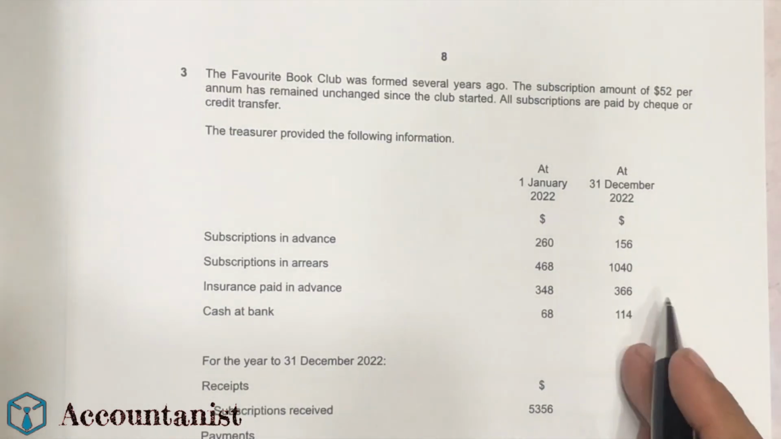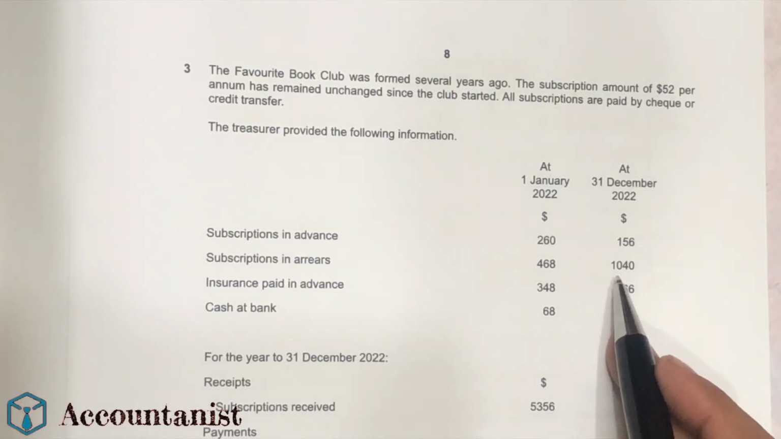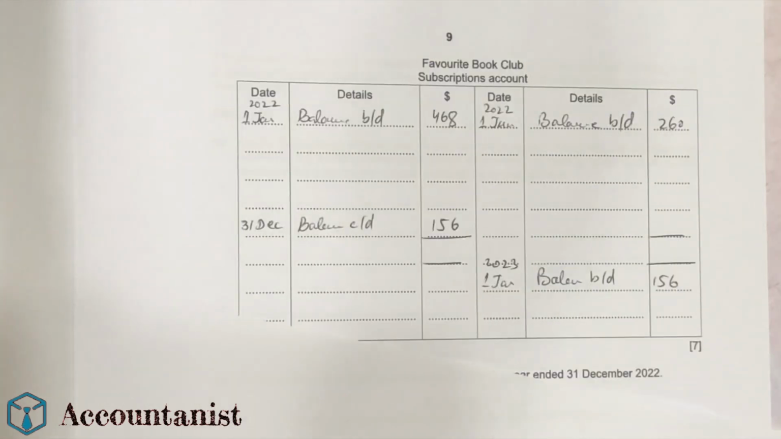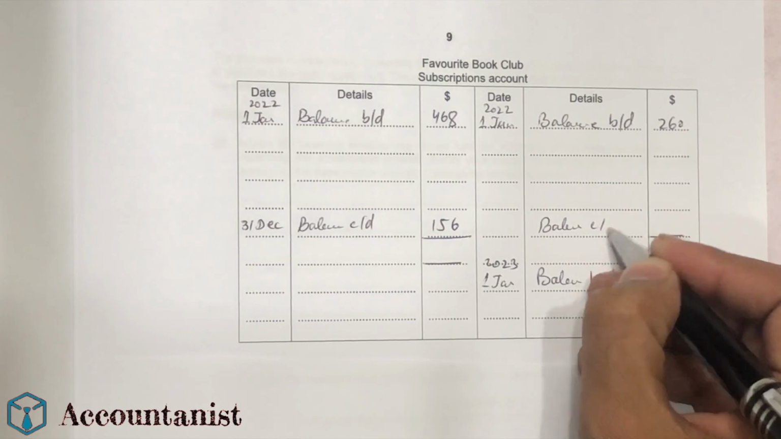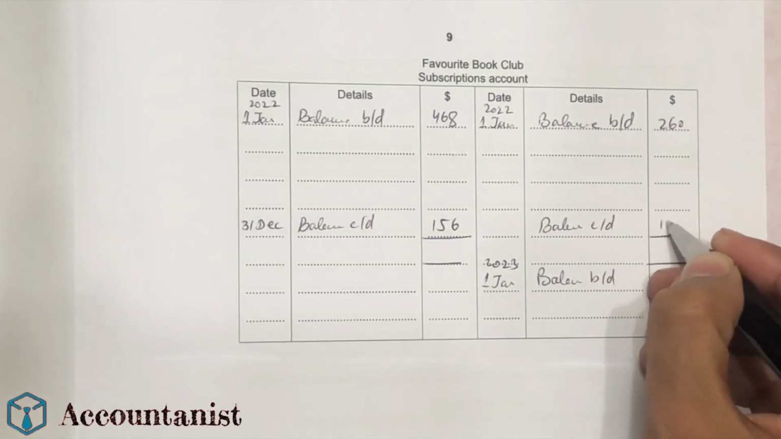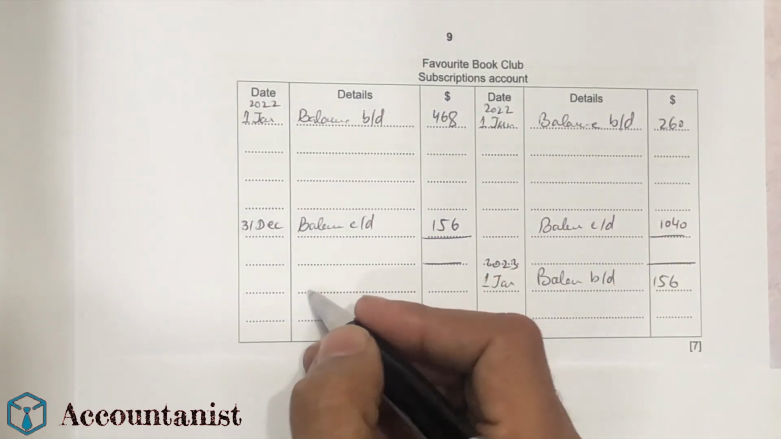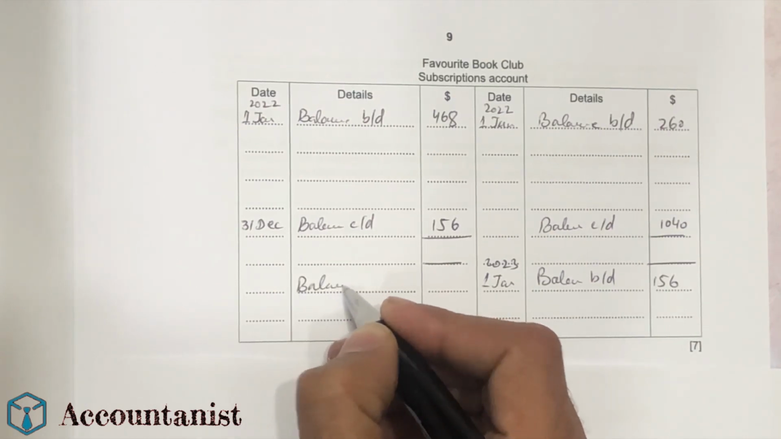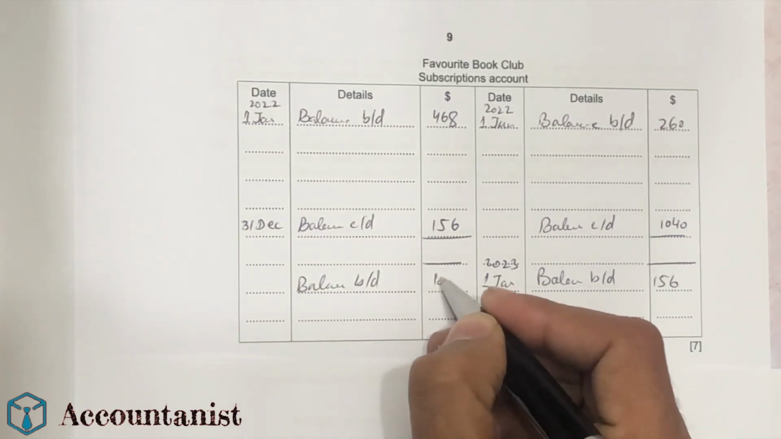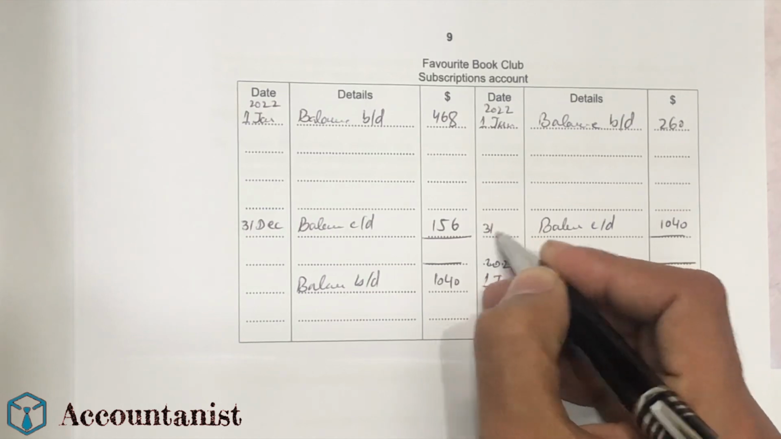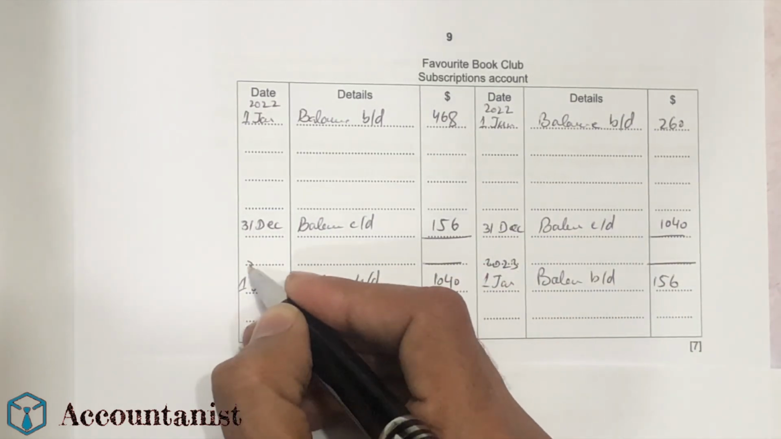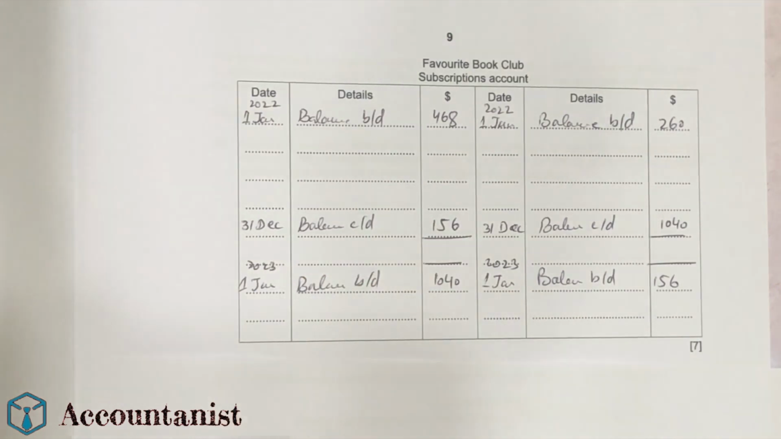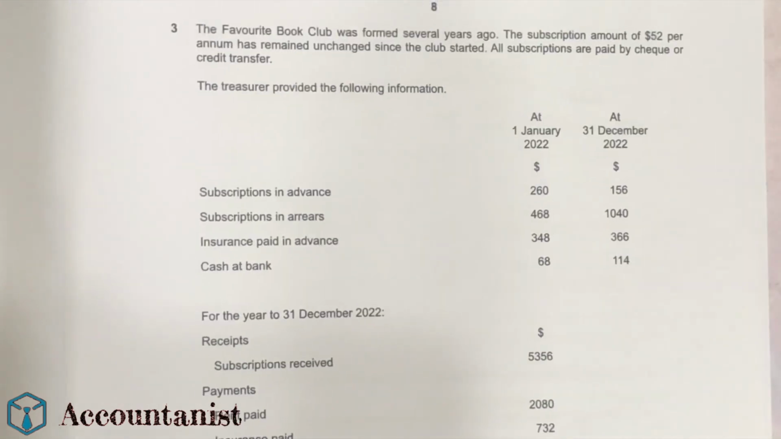Now similarly we also have the arrear balance of 1040. So we'll write down this one here as well. So balance carried down 1040 and balance brought down 1040, 31st of December and 1st of January. Dates are important. It will give us 1 mark for the date as per the examiner report.